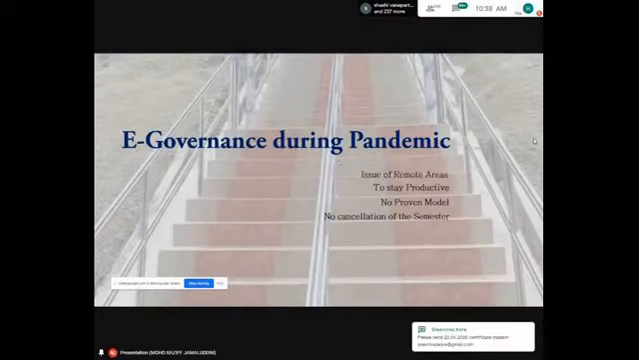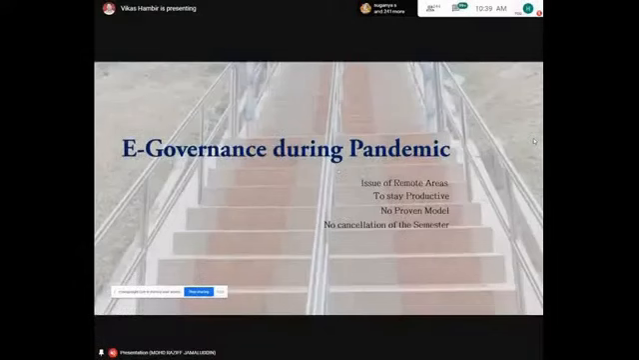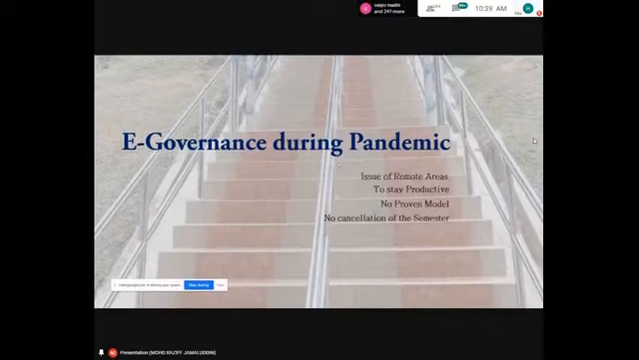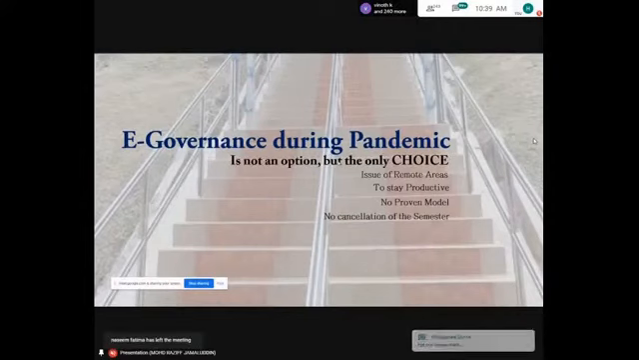Okay, e-government during this pandemic, we have to tackle the issue of remote areas and how to make the staff stay productive, not only productive but also creative. And there's no proven model yet because it happened all of a sudden. So we were not really ready for it, but even though the idea was in the pipeline, when this happened, whether we like it or not, we have to do it, and we cannot cancel the semester. The semester must go. We have to keep going with the semester, and that's why I said it's not an option, but the only choice that we have.